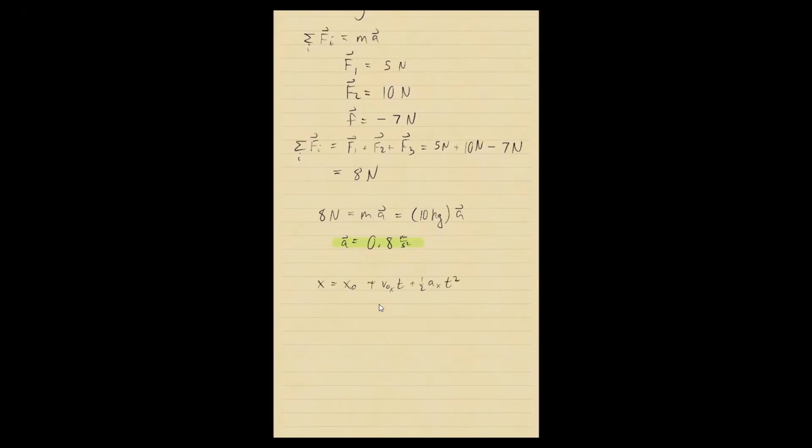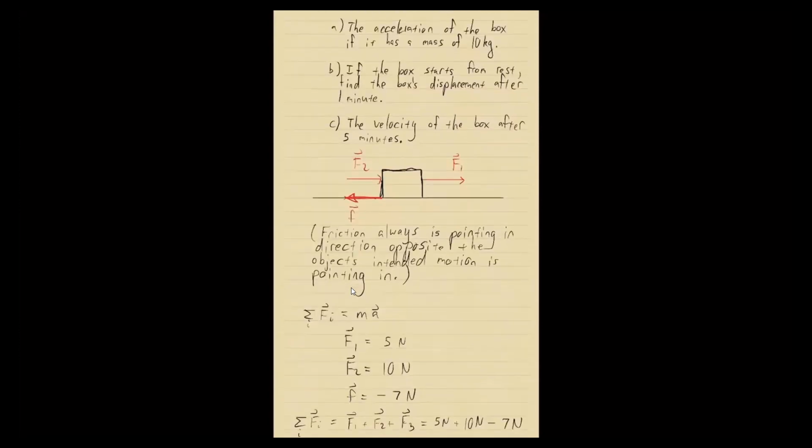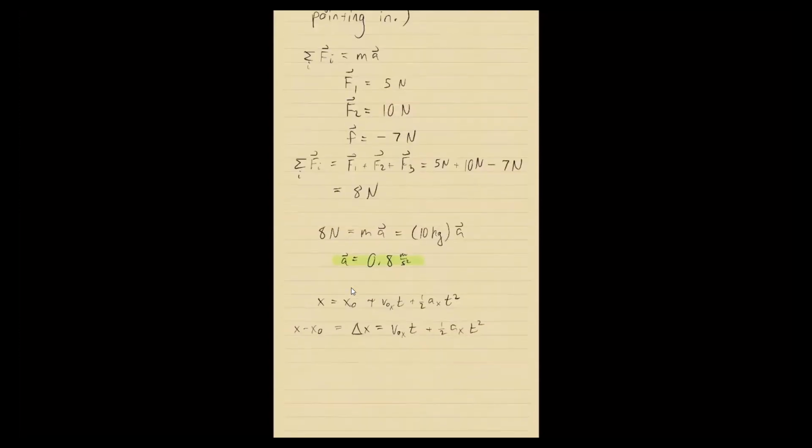So in our case, if we subtract off this X naught from both sides, we get X minus X naught, which is in fact the displacement of our box in the X direction. So this is what part B is asking for. So that's equal to the initial velocity in the X direction times time plus 1/2 times our acceleration in the X direction times time squared. But notice part B said if the box starts from rest. So if the box starts from rest, its initial velocity is 0, which means this whole thing is 0, because the initial velocity of this thing is 0.